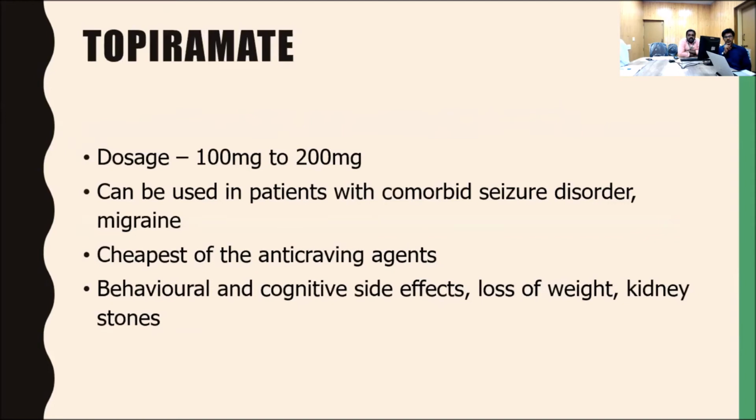So all of these medications are on the more expensive side. Comparatively, topiramate is the cheapest among the lot, so that can be one option. But the major thing is that people with long-term alcohol use may have cognitive issues. Behavioral and cognitive side effects with topiramate are very common. There might also be loss of weight and kidney stones. Topiramate has multiple side effects, so you need to be aware of them.